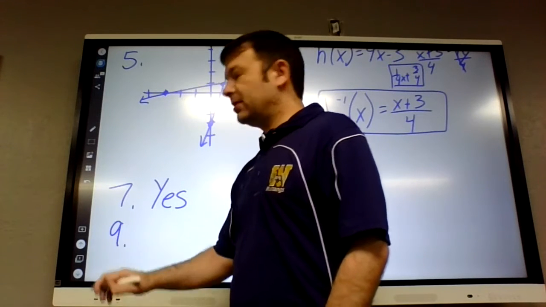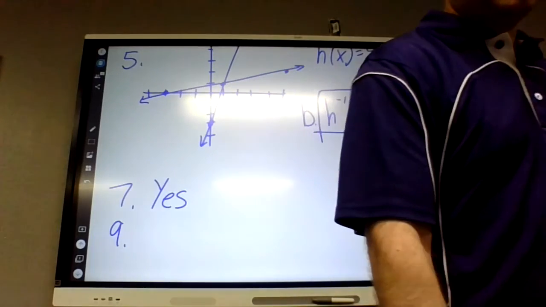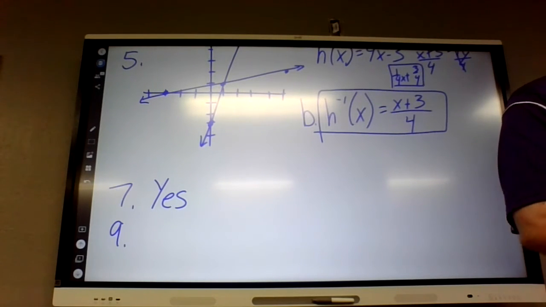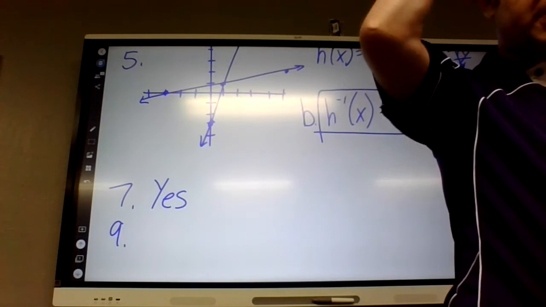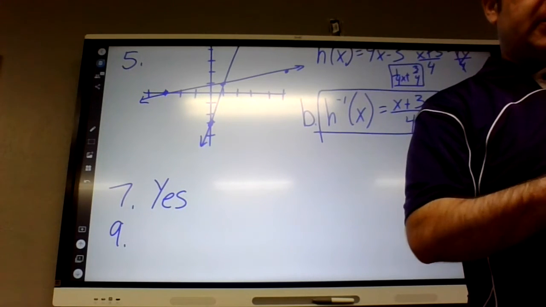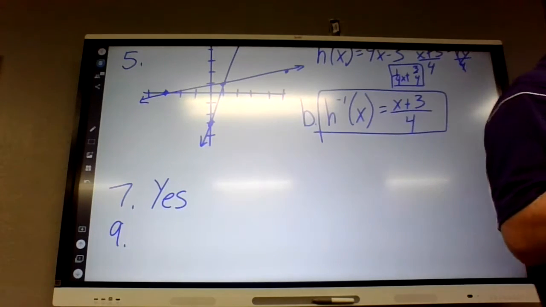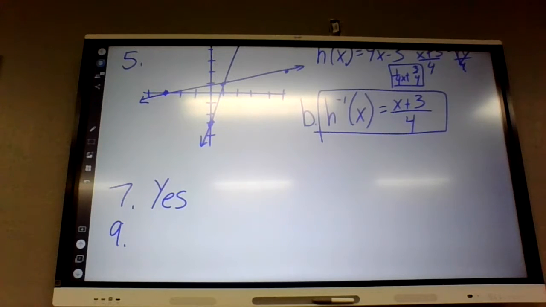Okay. Does number 9 pass the horizontal line test? No. This is the greatest integer function from yesterday. At x equals 0 and 0.1, 0.2, there's a number of points on that line. So if you draw a horizontal line, it's going to hit multiple points. So 9 is no.